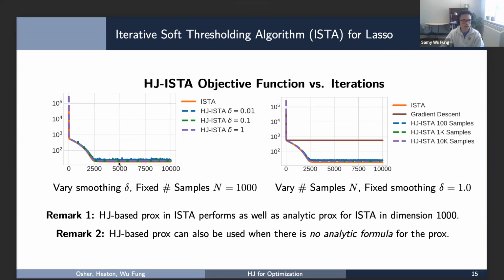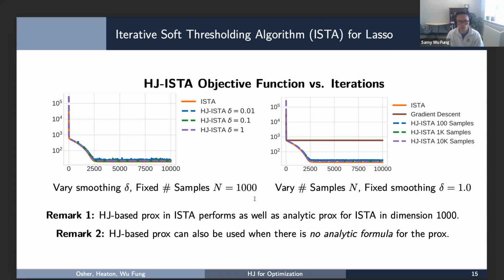All right. So up until now, we've done examples where we can already solve without having to use this Hamilton-Jacobi based proximal. So this HJ-prox is actually more interesting to use in cases where I don't know how to compute the proximal.